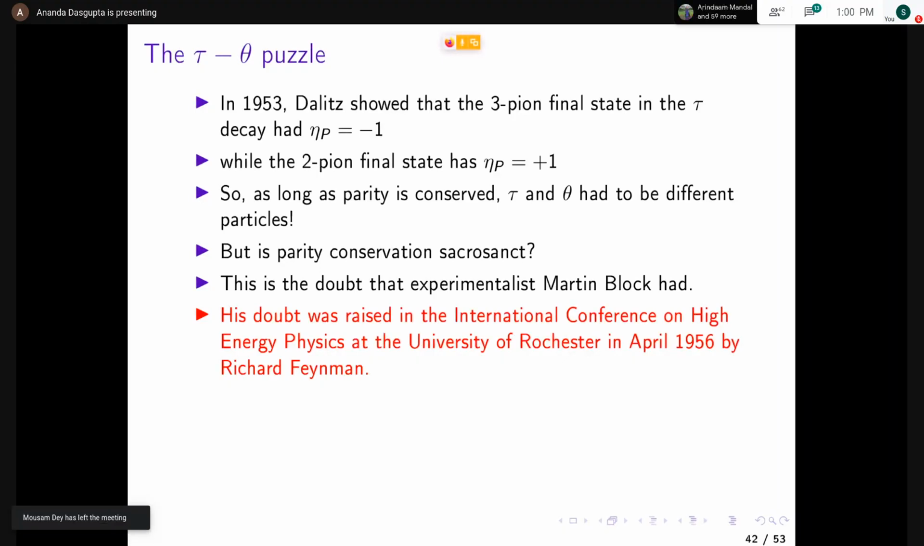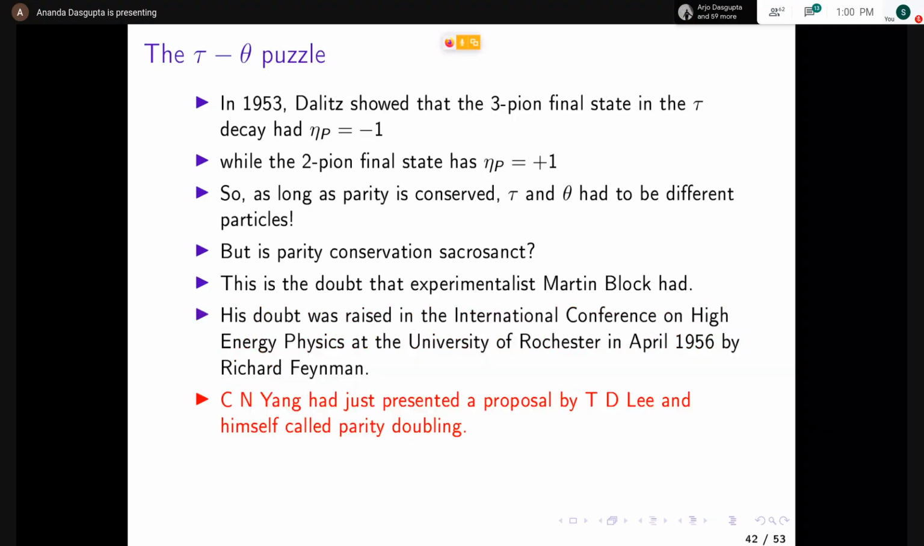He mentions Martin Bloch. He says, Martin Bloch has asked me to ask this question to you. Who does he ask this question to? He asked this question to C.N. Yang, who had actually just finished presenting a proposal by T.D. Lee and himself.